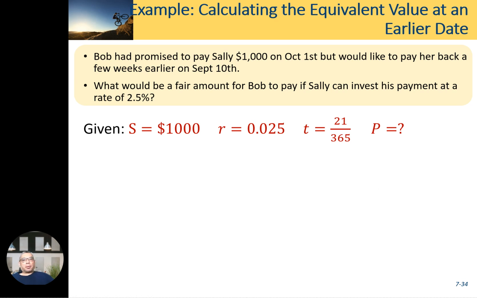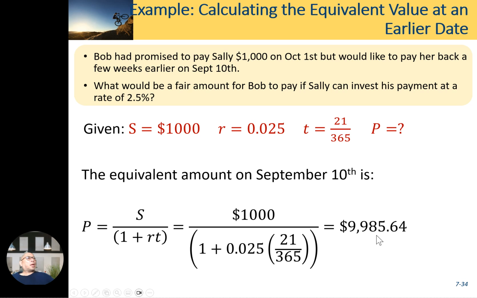What is P? P will be 998.564 as of September. You can remember, you need to pay it back for this October 1, going back to September 10. So you're going to go back how many days? 21 days. From September 10 to October 1 will be 21 days. That's where you get the 21 from.